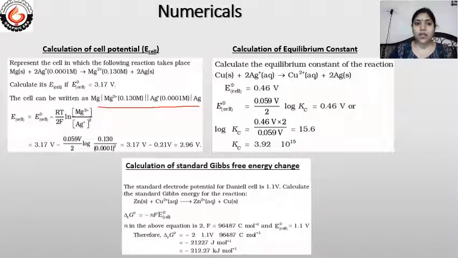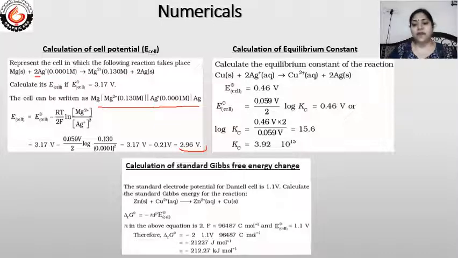Because here the value given is 2 moles, so we will put a square sign here. Then after putting the values and calculation, we will get the value 2.96 volt. This is the answer.